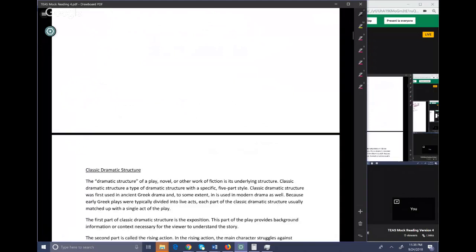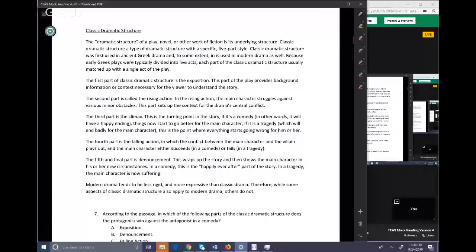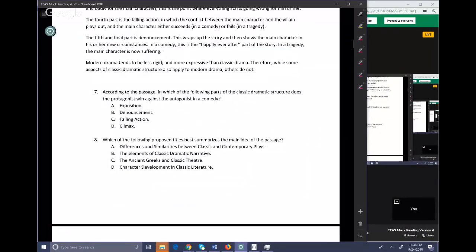The next passage on this one was classic dramatic structure. It goes through the 5 parts of classic dramatic structure, which is a name for a particular type of structure. The first question is, according to the passage, in which of the following parts of classic structure does the protagonist win against the antagonist in a comedy? And that is falling action, because it references that if it's a comedy, they'll win, and if it's a tragedy, they'll fail in a certain paragraph.